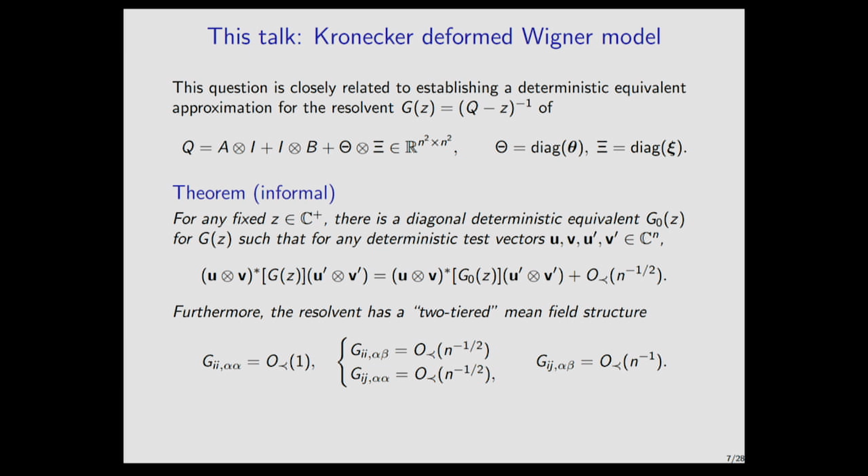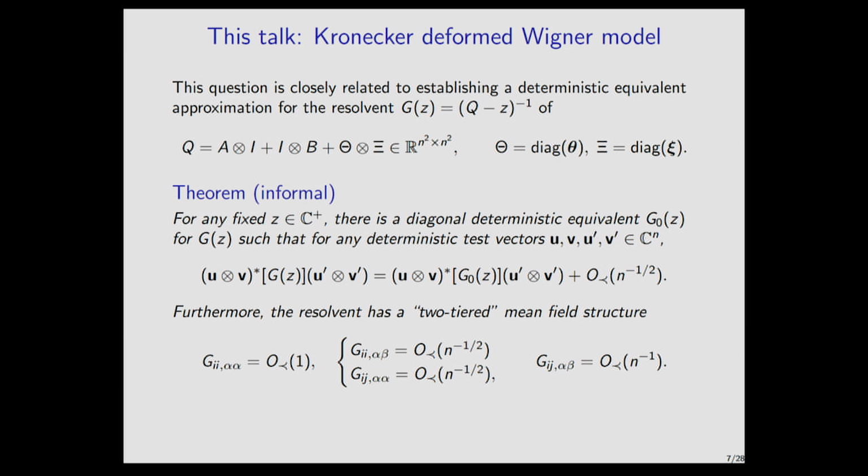And our main result here, I'll state informally, and I'll give you more quantitative and more fleshed out statements later, is that there is a diagonal deterministic equivalent for the resolvent of this model. One sense in which this is an equivalent is that if I take deterministic test vectors and I hit the resolvent by these test vectors, I look at this quadratic form, it's approximated by the quadratic form defined by this deterministic diagonal matrix. And one thing that's cute or peculiar about this class of models, that I think might also be relevant for these nonlinear problems I mentioned earlier, is that this problem has a two-tiered mean field structure because of this row and column structure.